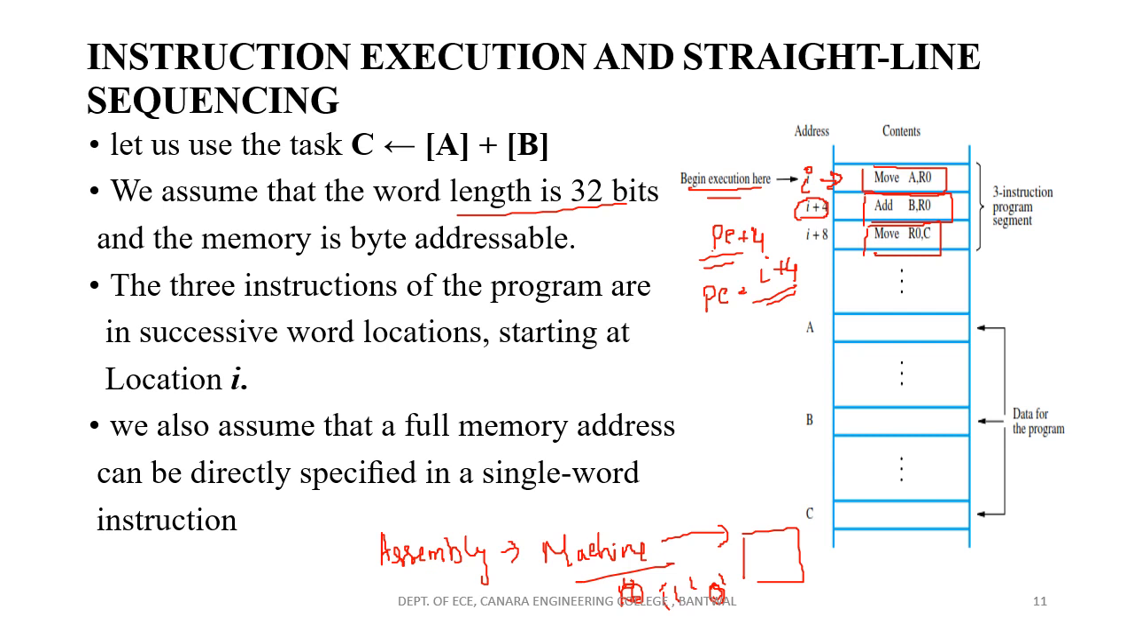Even here the same process continues. The fetch, decode, and execute phases will continue. During add, it will add the content of R0 with the B register, and next, the move R0 comma C, that is the sum that is present in R0 will be copied to the C register. This is how the task C equal to A plus B is executed. This process of executing the instructions in a sequential word order one after the other is called straight line sequencing.